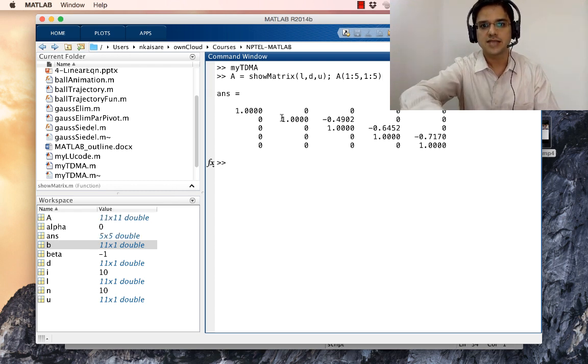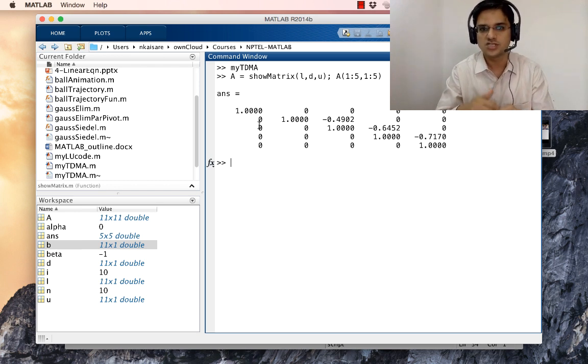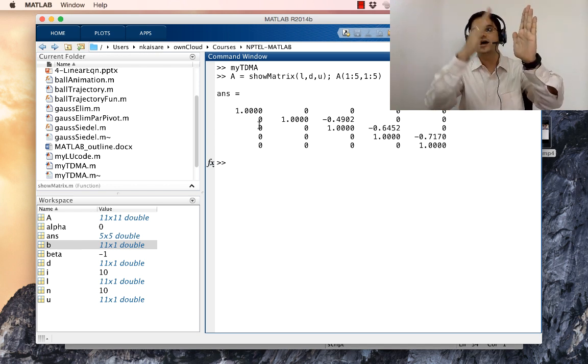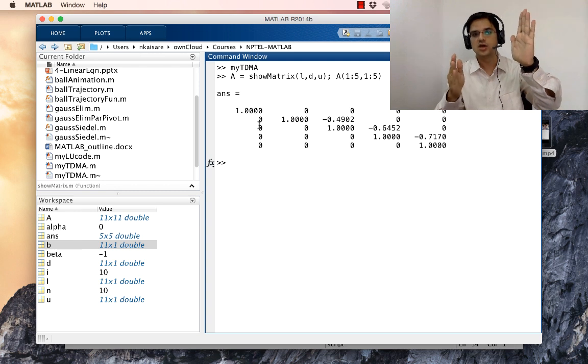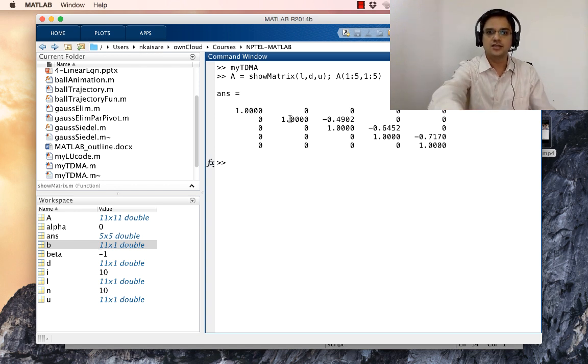The A matrix now has an upper triangular structure, a special kind of upper triangular structure. Only the U elements in the upper triangular part are non-zero. Everything else is zero. So A_ii is non-zero, A_i,i+1 is non-zero, and A_i,i+1 is nothing but equal to U_i. So when we do back substitution, A_ii is already equal to 1.